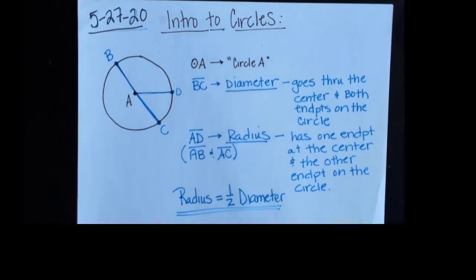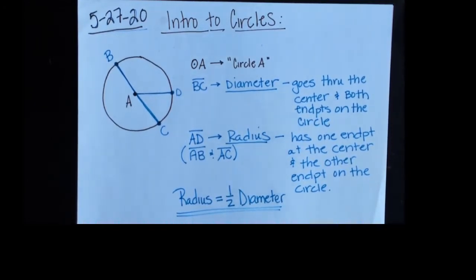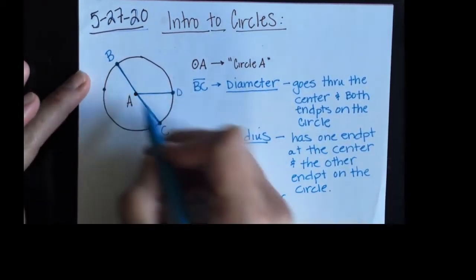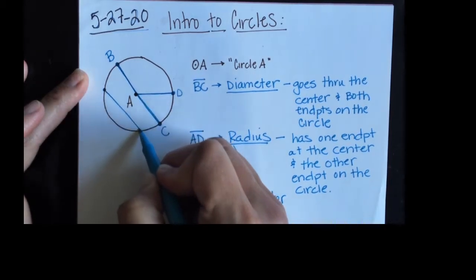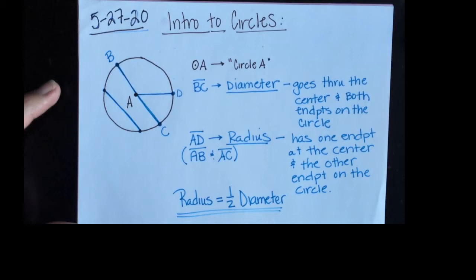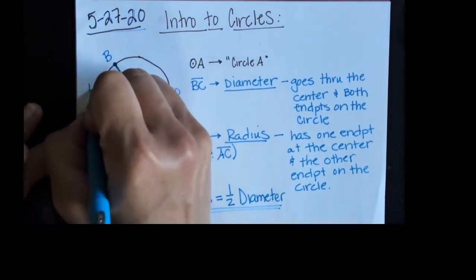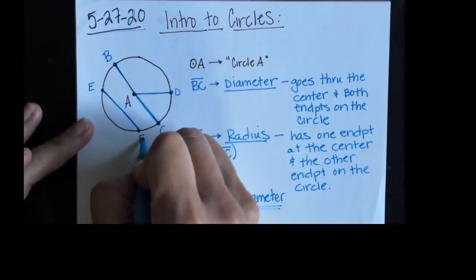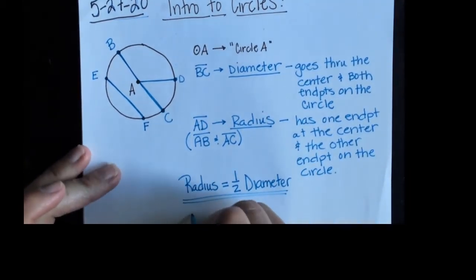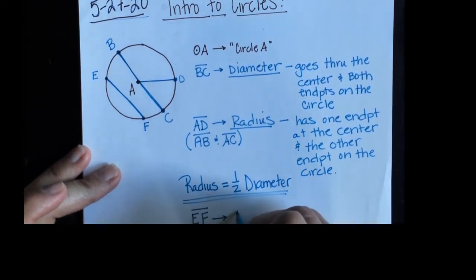Now, the last thing that I want to introduce today with our segments is what's called a chord. Now, a chord kind of looks like our diameter. The only difference is that it doesn't go through the center. So our next one that we want to look at, EF, that is a chord.